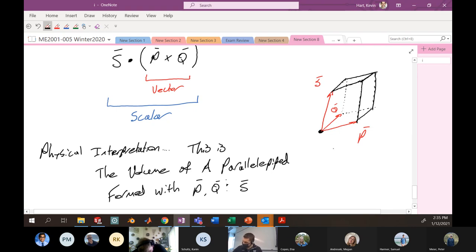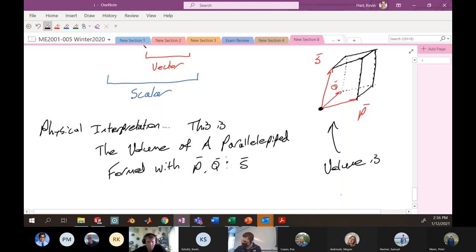So the internal volume of this, interestingly, is S dotted with P crossed Q. So it could have a very irregular shape.